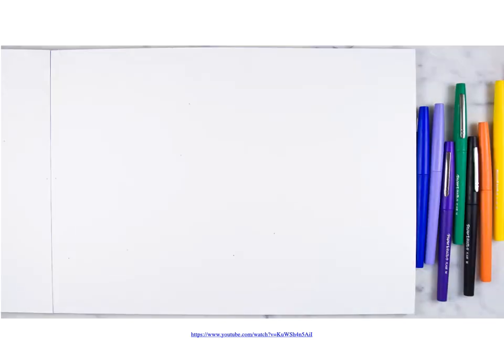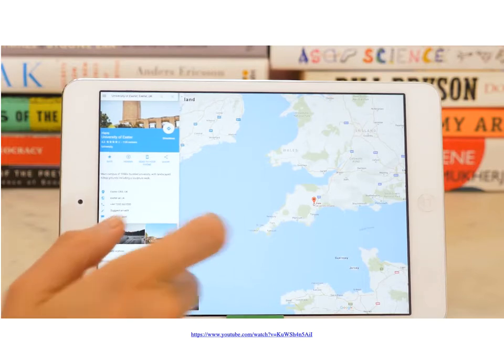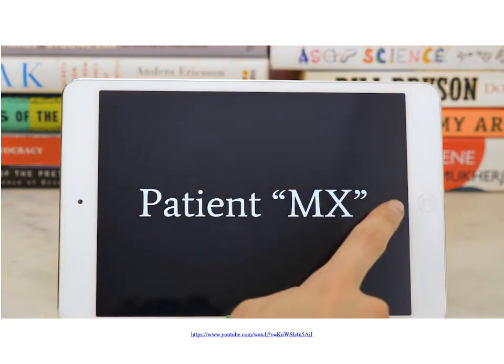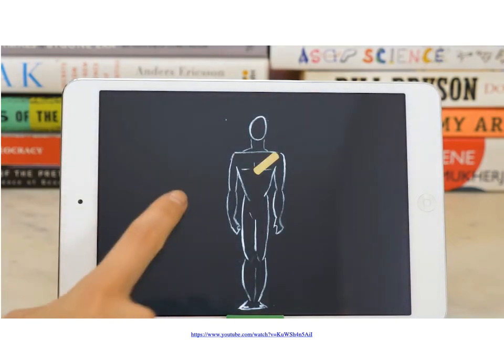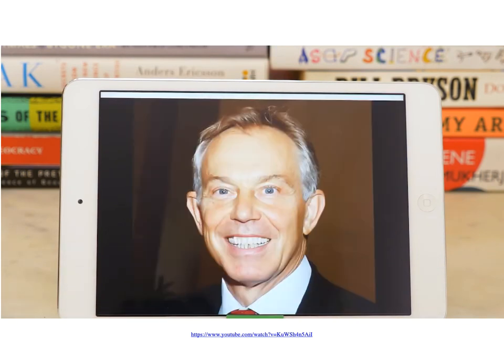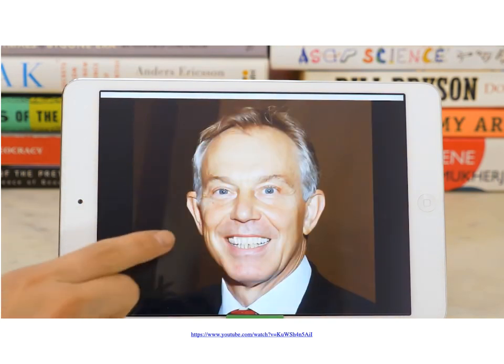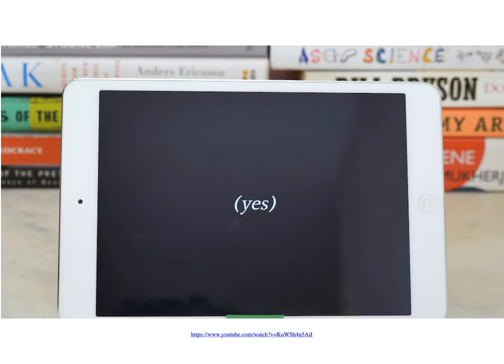Fast forward to the early 2000s, when neurologists at the University of Exeter encountered patient MX, a Scottish man who lost his ability to visualise things after surgery. When MX was in an fMRI machine, researchers showed him a picture of then Prime Minister Tony Blair and asked questions like, does he have large ears? Well, yes. As expected, they saw normal activity in his visual areas.